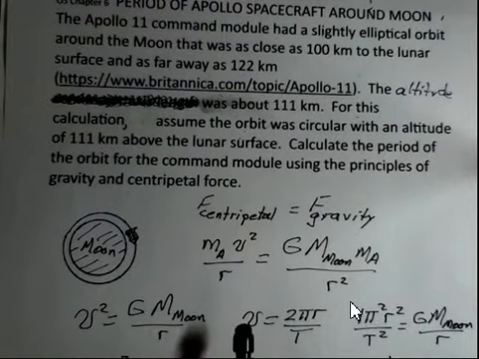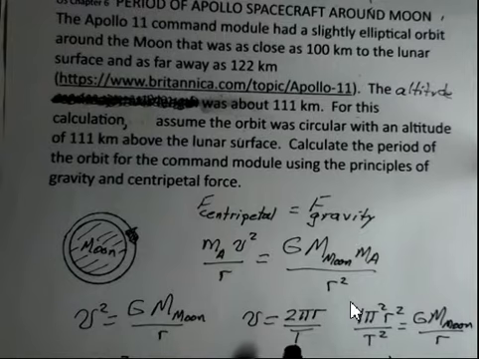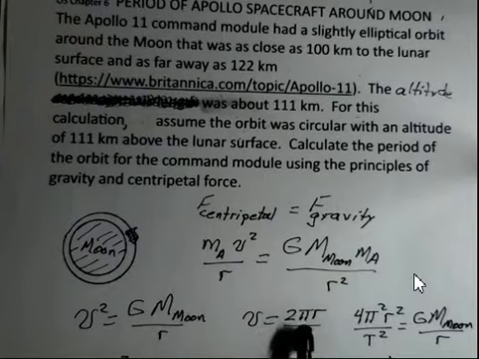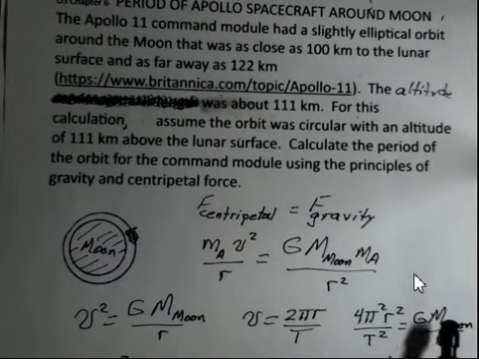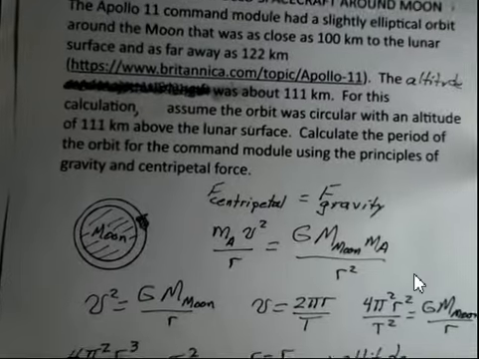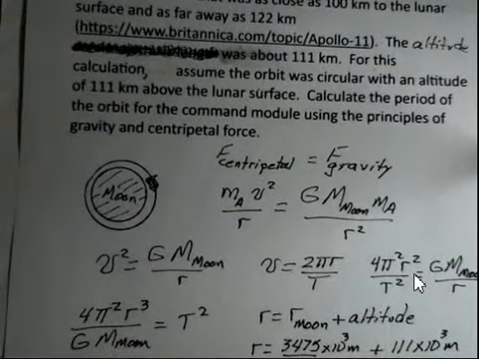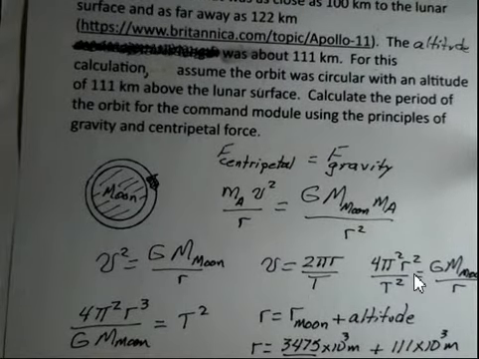Then the speed is equal to distance divided by time. So our speed is 2 pi r, the circumference of the circle, divided by the period of the orbit. This capital T stands for the period of the orbit. I need to substitute for v squared. We get 4 pi squared r squared divided by T squared, and that again is equal to capital G, mass of the moon, divided by r.